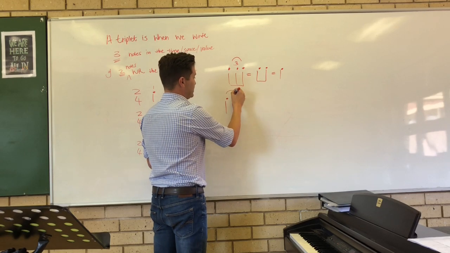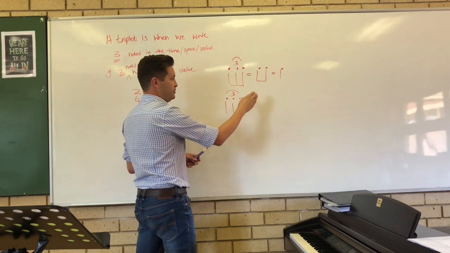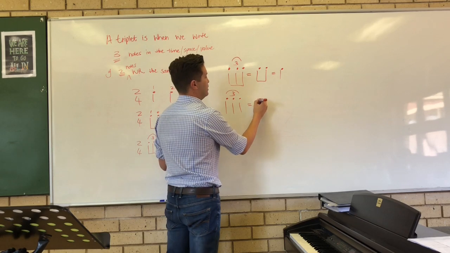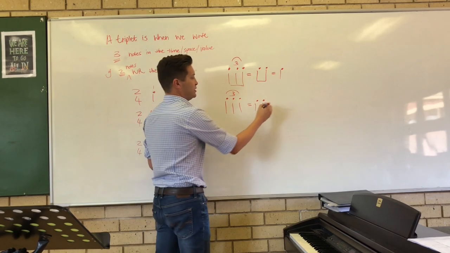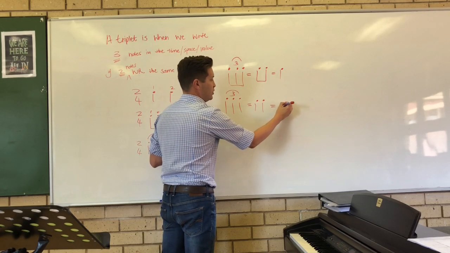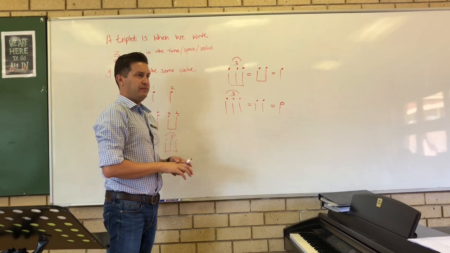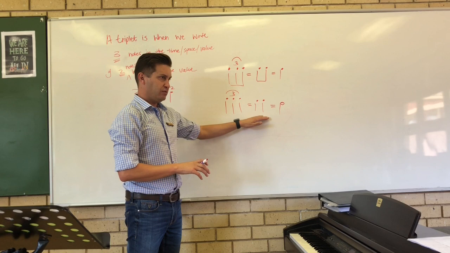Another one: 3 crotchet triplet. 3 notes in the time of 2 of the same value is equal to what? A minim. 3 notes in the time of 2.